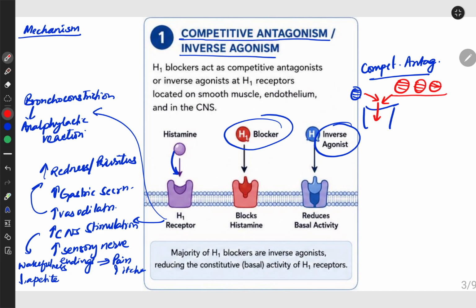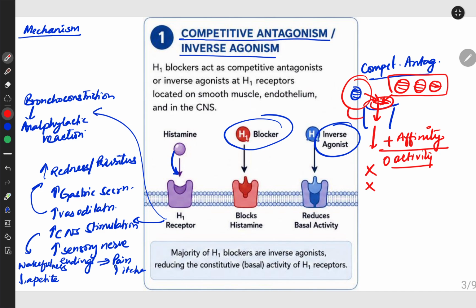If the competitive antagonists are higher in concentration, they will bind here. And as you know, antagonist means they have positive affinity for the receptor, meaning the competitive antagonist will bind to the H1 receptor but with zero intrinsic activity. That means it will produce no effect. So what it does is that it negates the opportunity that histamine could have got to activate this receptor.